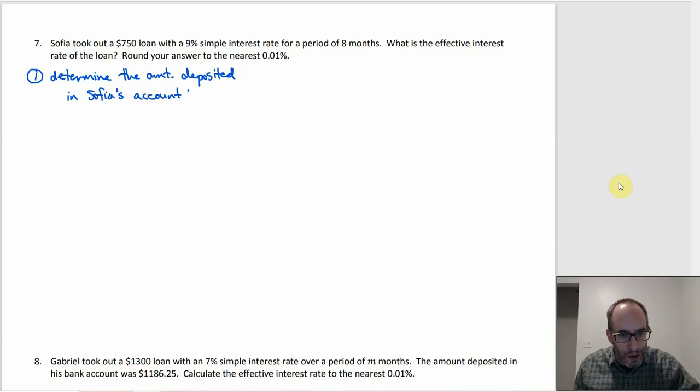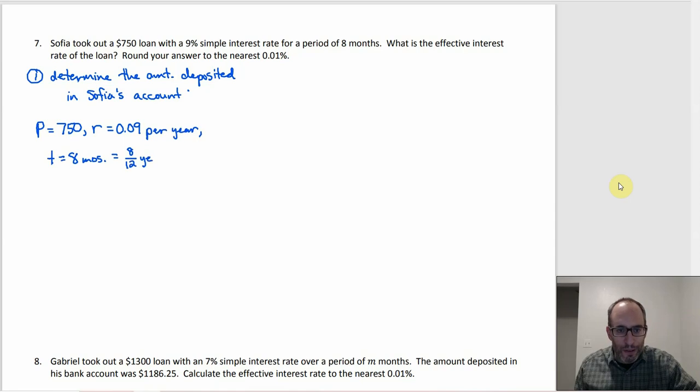So what do we know so far? Well, we know the principal amount, so the face value is $750. And we know that R is going to be 0.09, and that's per year, right? And then T is 8 months, but that's going to be 8/12 of a year, or if you reduce it, 2/3 of a year.